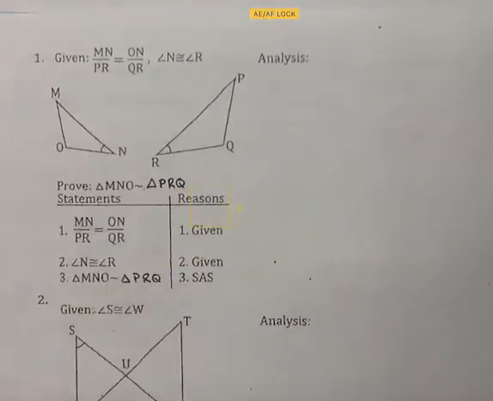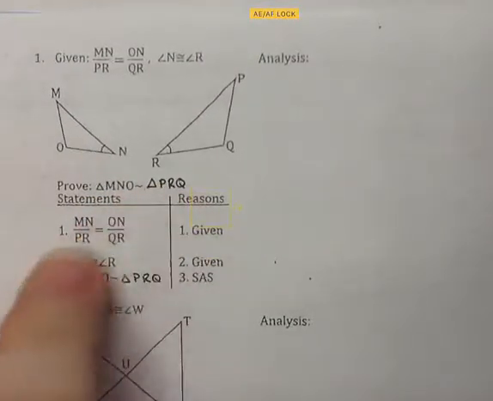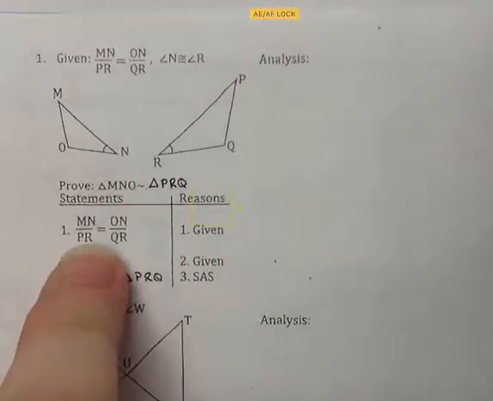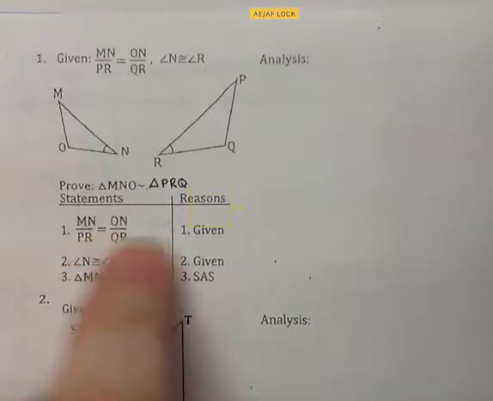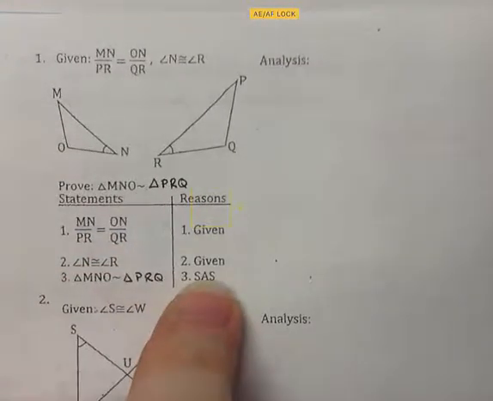The first one, we're given that MN over PR is equal to ON over QR, and that angle N is congruent to angle R. And we want to prove that triangle MNO is similar to triangle PRQ. So we have the fractions equal to each other, that's our given. We're given an angle is congruent to an angle in our given. So we have two fractions and we have an angle, therefore we should have side angle side.